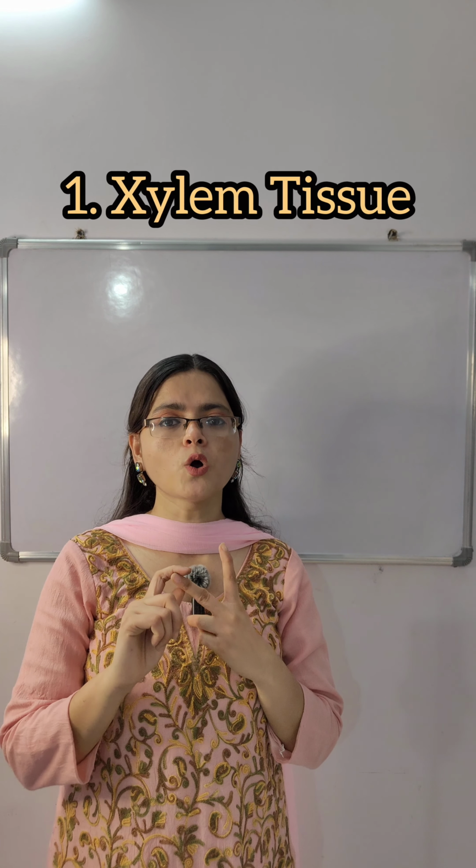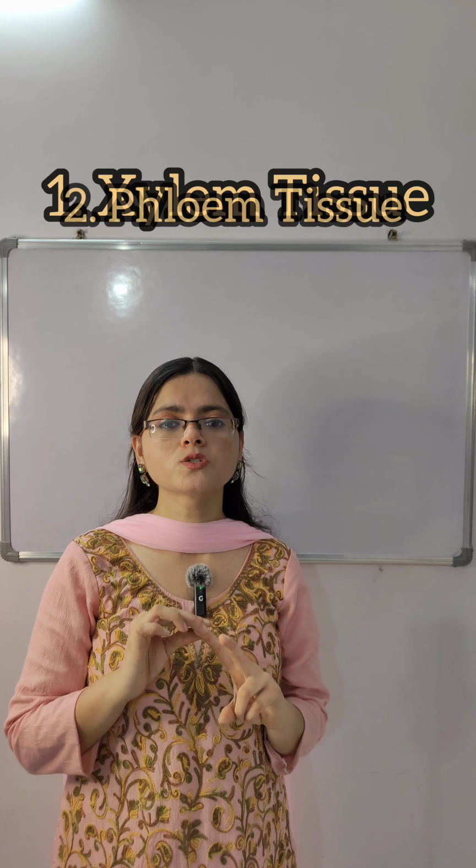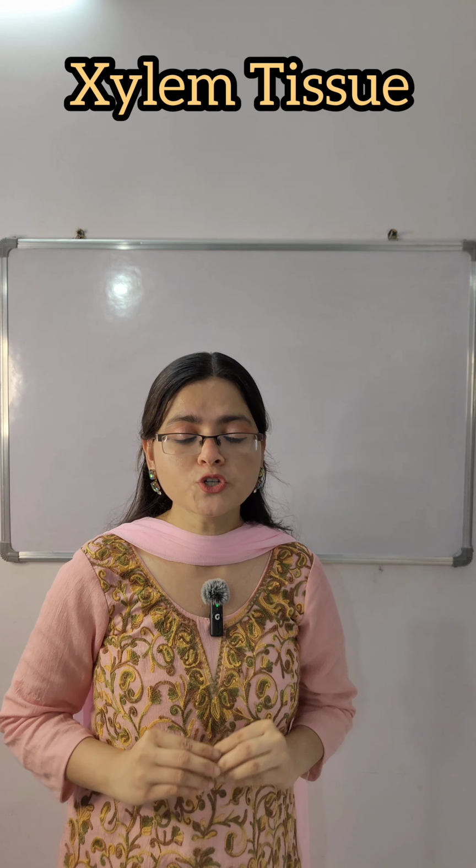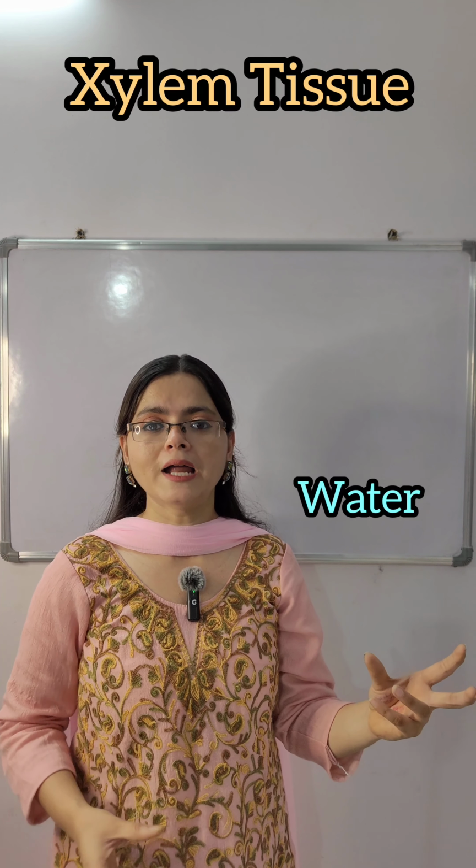The first tissue is called xylem and the second one is called phloem. Xylem tissue mainly transports the water and minerals.